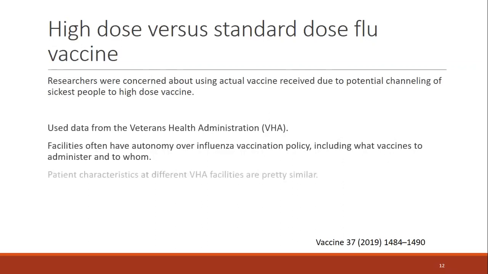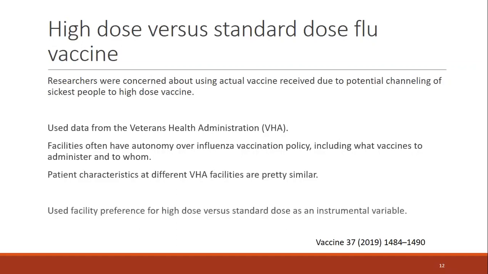The other thing to know is that typically when we compare across facilities, these facilities are pretty similar in terms of their patient population. So if you compare the characteristics of patients at one facility to patients at another facility, generally speaking, they're not that different. And so what they ended up using in this study was the facility's choice for vaccine as the instrumental variable. Some facilities preferred the high dose and other facilities preferred the low dose. They used that preference as their instrumental variable with the idea that it's going to predict fairly strongly what vaccine somebody would get, purely based on which facility they went to.